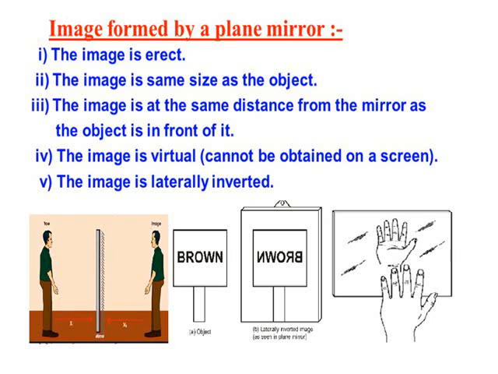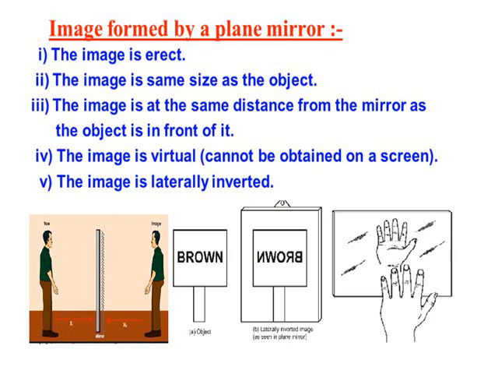Fourth one, the image is virtual. So we have discussed the virtual image in the last slide. It cannot be obtained on the screen. So when you are keeping a plane mirror and you are in front of the plane mirror, you can see your image only in the mirror, not on the wall which is behind the mirror. Therefore, the image formed by the plane mirror is virtual.